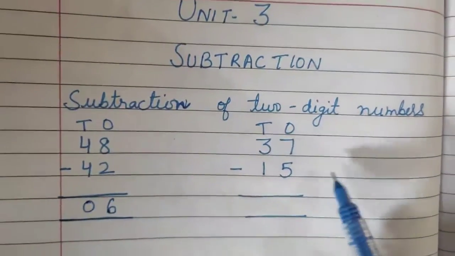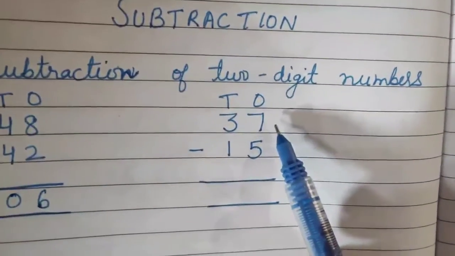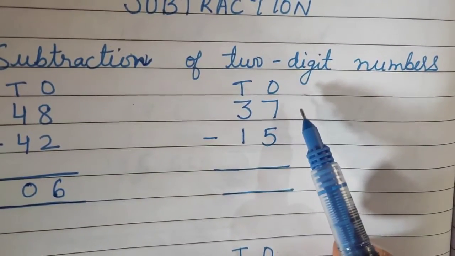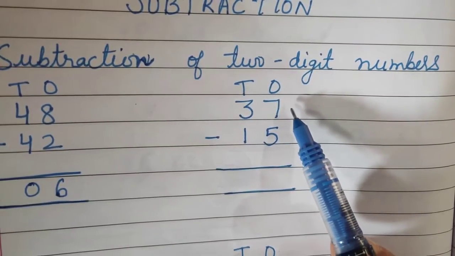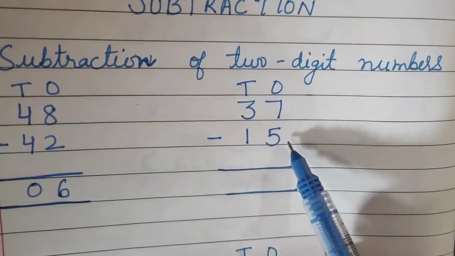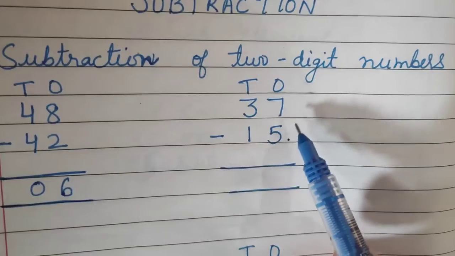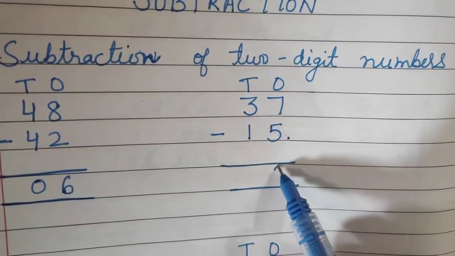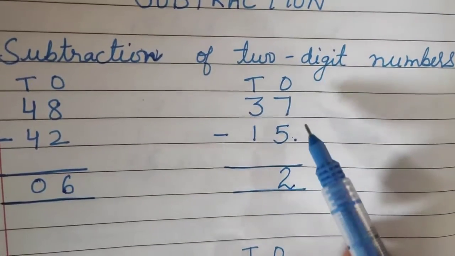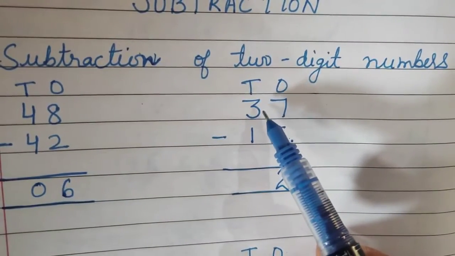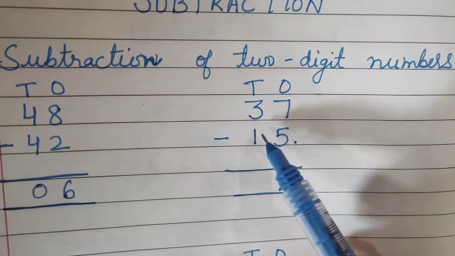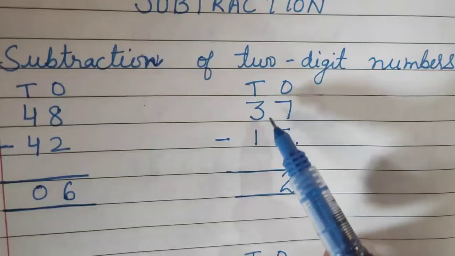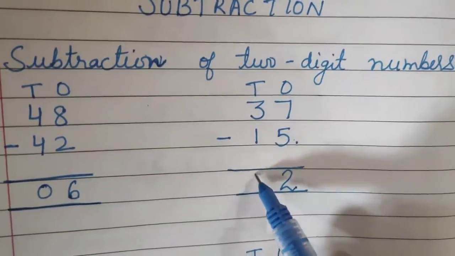In another example, you can see we have the numbers 37 and 15. So to subtract them, from 7 we are going to subtract 5. When we subtract 5 from 7, we get the answer 2. Similarly, here we have the number 3 and we are going to subtract 1 from it. When we subtract 1 from 3, we get the answer 2 again.